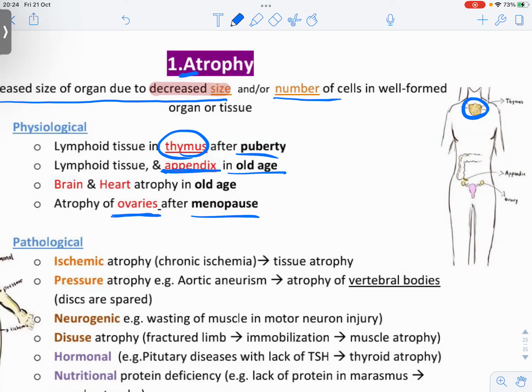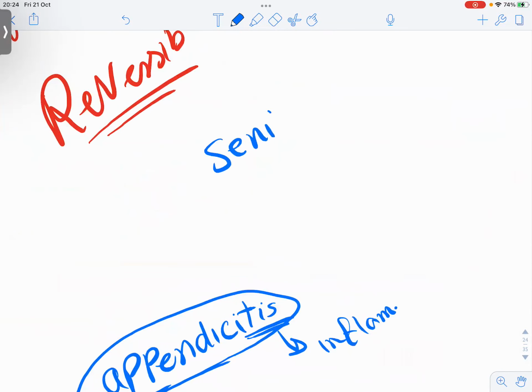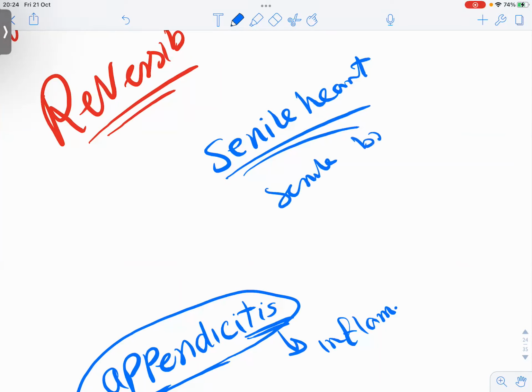Also in the brain and heart, but in the brain and heart we call it senile heart or senile brain. What does senile heart or senile brain mean? After some age, in old age, 70 or 80, if you have a grandfather, you notice that he starts to forget a lot of things. Why? Because some brain cells start to be atrophied.